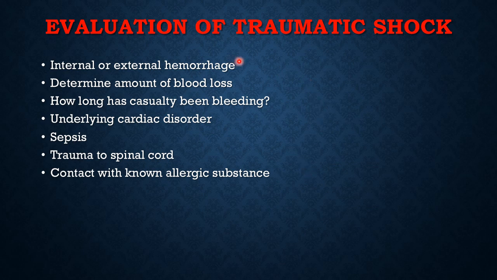In traumatic shock, internal and external hemorrhage have to be identified. You have to determine the amount of blood that has been lost. You have to identify how long the casualty has been bleeding. You have to identify if there is any underlying cardiac disorder which may be a part of the trauma or which may be pre-existing before the trauma. Then you have to look at sepsis, trauma to the spinal cord leading to neurogenic shock, and contact with any known allergic substance which may also be contributing to the shock.